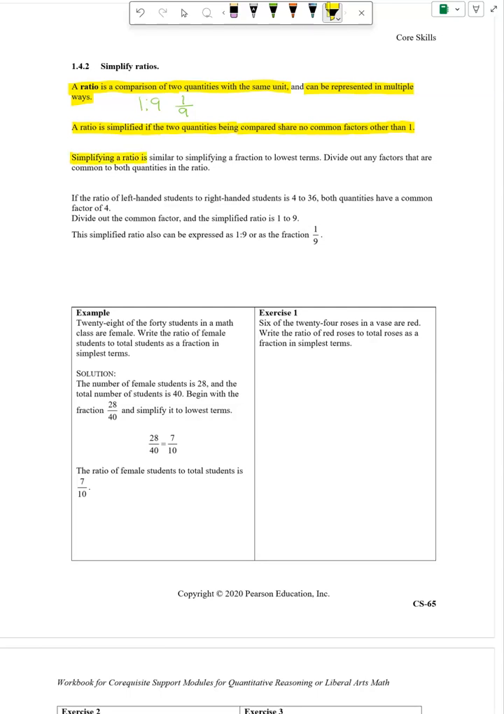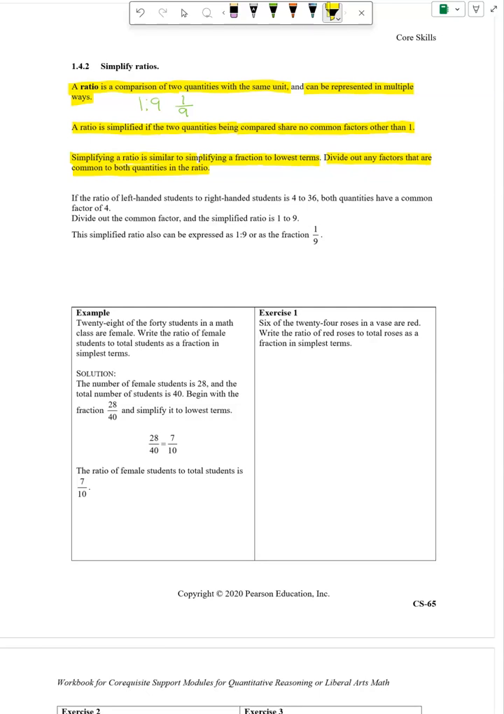Simplifying a ratio is similar to simplifying a fraction to its lowest terms. So we would take the numbers and write them in prime factored form. Remember that? And then divide out any factors that are common to both quantities in the ratio.